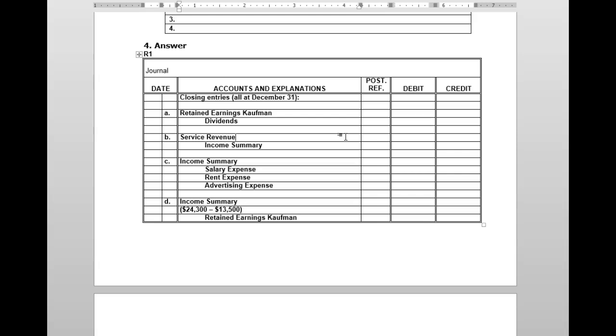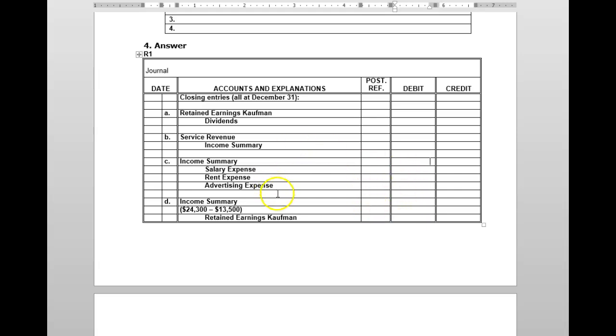Now you look at your service revenues, and that needs to be a 0 balance. So what would I do with my service revenue? What kind of balance does that service have? That service has a credit balance, right? So I need to debit it. And that means I have to credit the income summary. Now let's turn around and look at the salaries, the rent, and the advertising. Those all have debit balances, so they'll have to be credited, and the income summary debited.